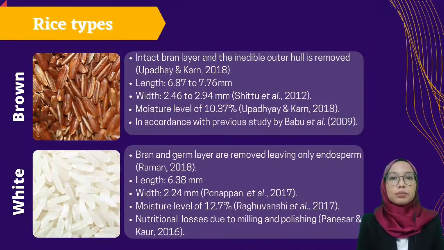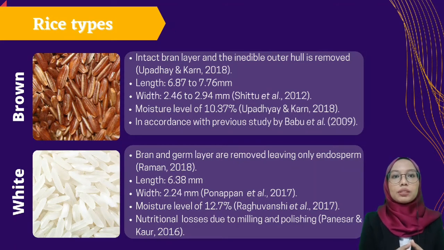The length of brown rice ranges from 6.87 to 7.76 mm, with a width of 2.46 to 2.94 mm, while the length of white rice is 6.38 mm, with a width of 2.24 mm, and the moisture level is 10.37% for brown rice and 12.7% in white rice.